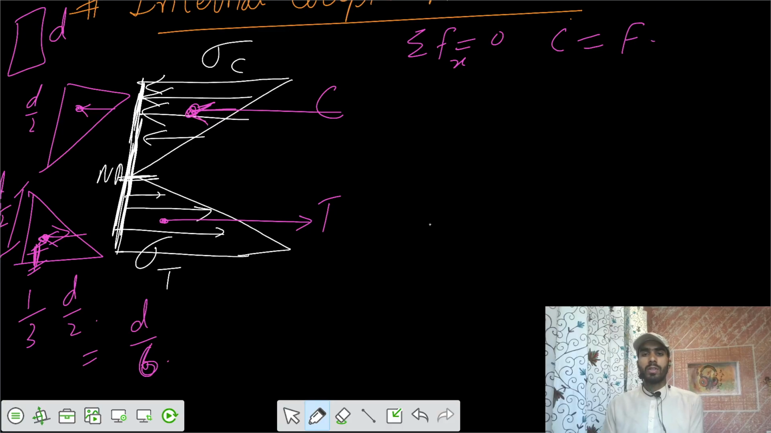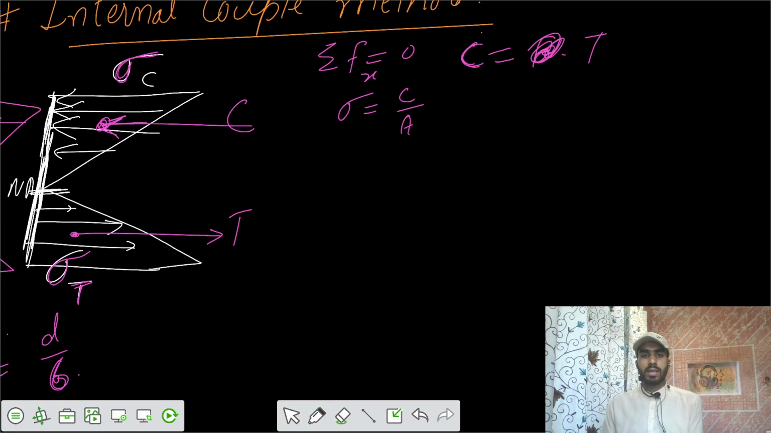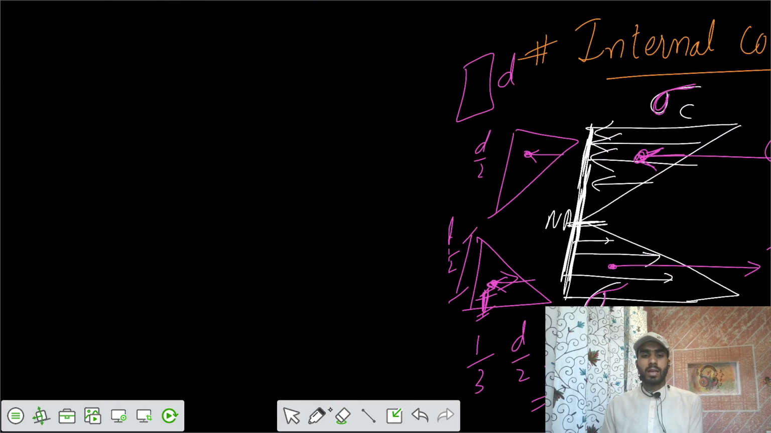So what's the value of C? Can you calculate the value of C and T? We know that stress equals force by area. So we want to say what's the value of sigma C and what's the value of sigma T.